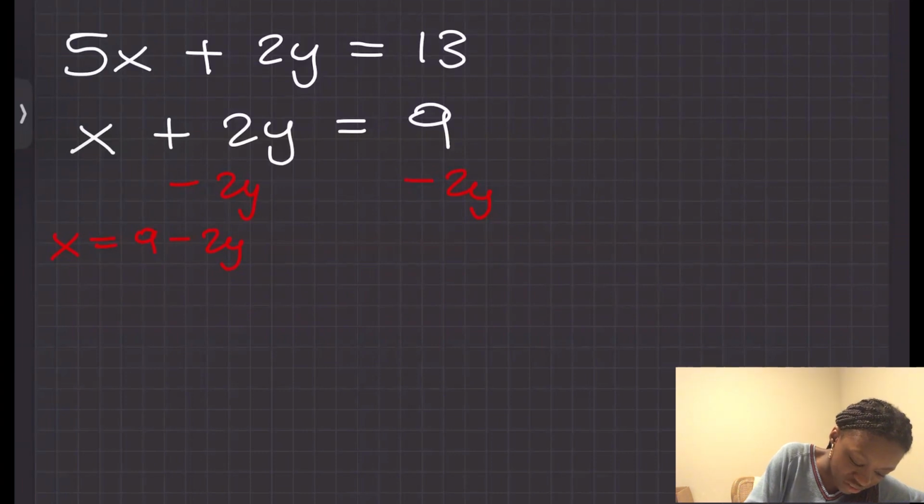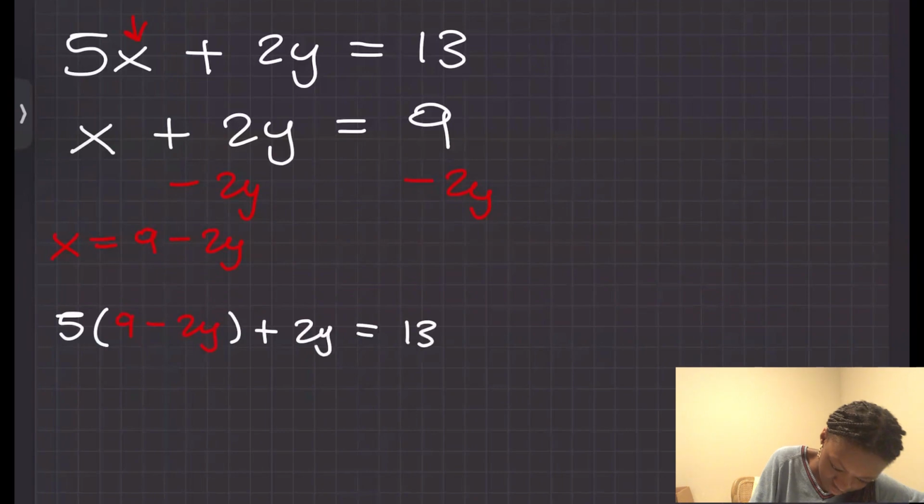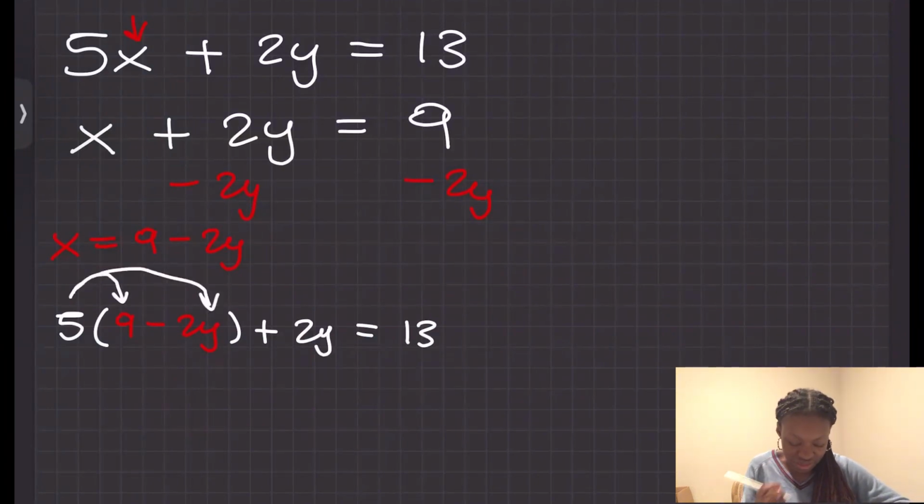I can substitute x for this x right here. So 5 times 9 minus 2y plus 2y is equal to 13. I now substitute, I forgot where I was for a second. I meant to say distribute, not substitute. I distribute the 5 to the 9 and then to the negative 2y.